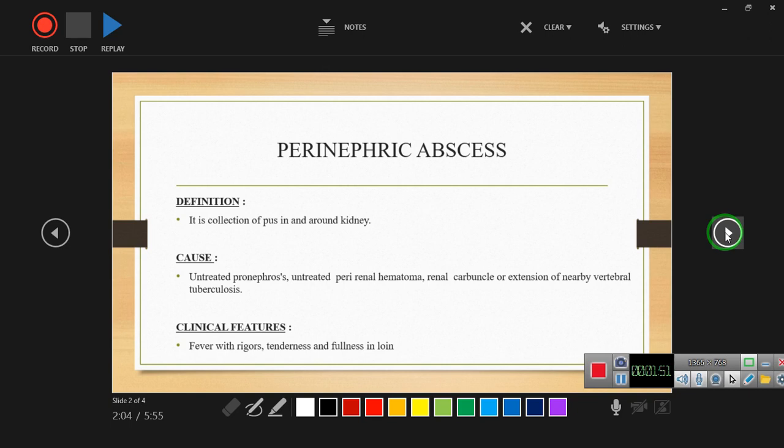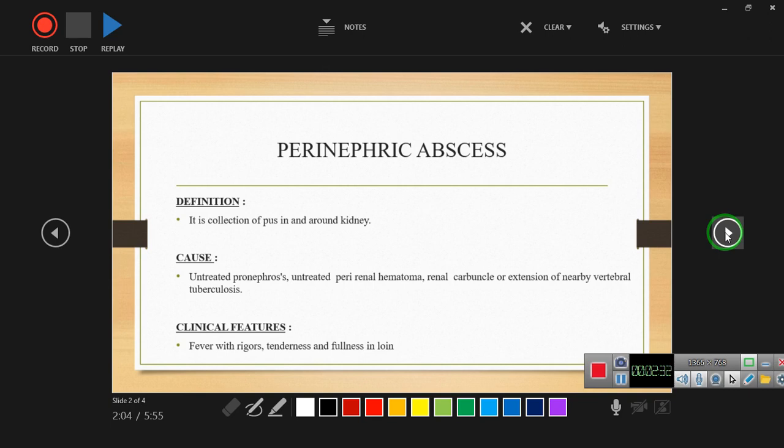Or there may be a chronic infection in the patient with vertebral tuberculosis, and in those cases that tuberculosis material may come around the kidney and form an abscess over there. Or there may be another way, hematogenous spread, that is, the infection may come from far distant areas such as the appendix or tonsils or any other place, and they may come over there and grow over there, that is, develop into an abscess. So this is how the perinephric abscess is formed.